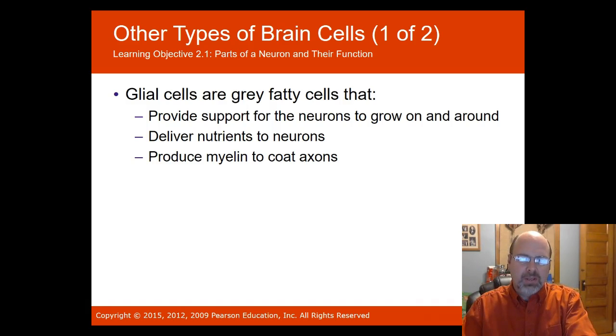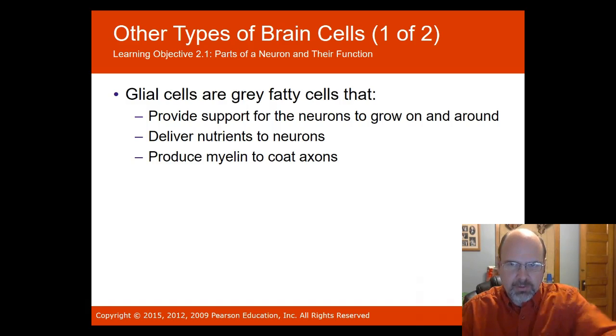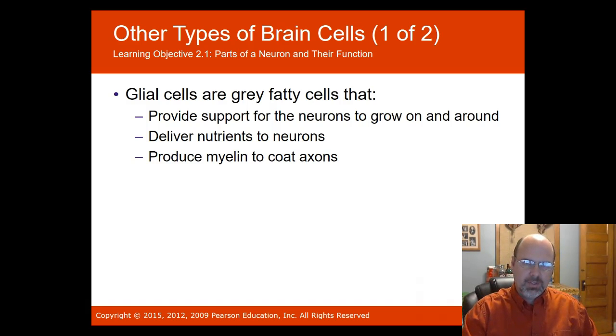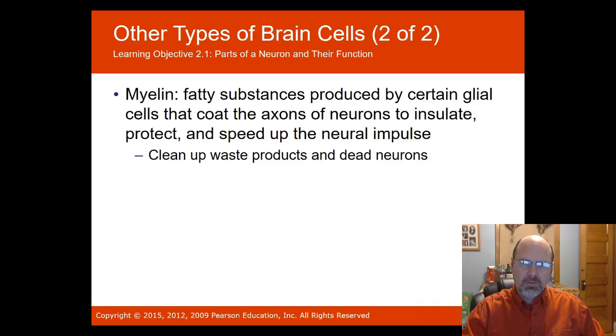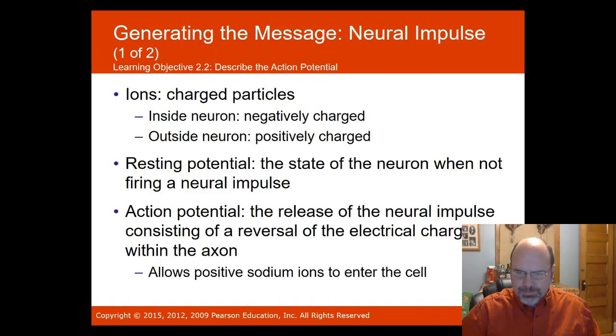Glial cells are gray fatty cells that provide support for the neurons to grow on and around. They deliver nutrients to neurons and produce myelin to coat the axons. Myelin is a fatty substance produced by certain glial cells that coats the axons of neurons to insulate, protect, and speed up the neural impulse. They clean up waste products and dead neurons. In the disease of multiple sclerosis, the myelin sheath is destroyed, which leads to diminished neural functioning in those damaged cells.